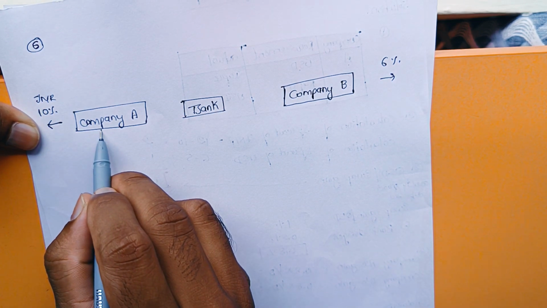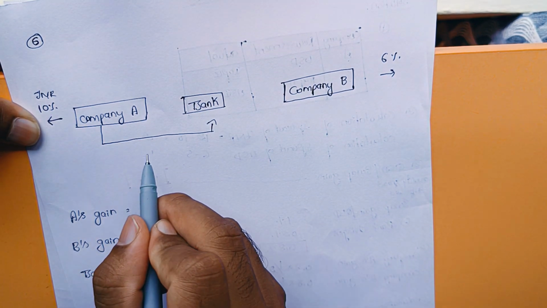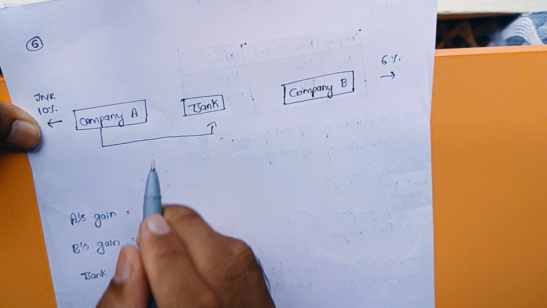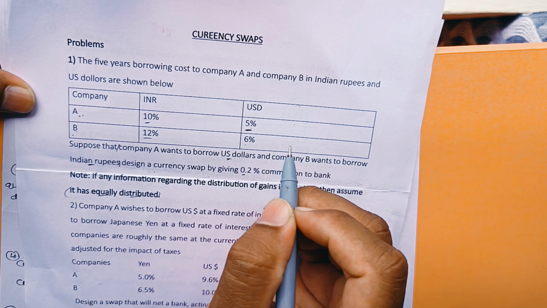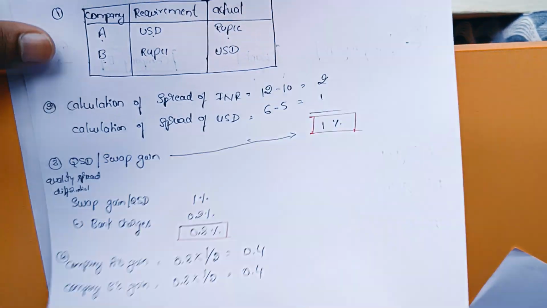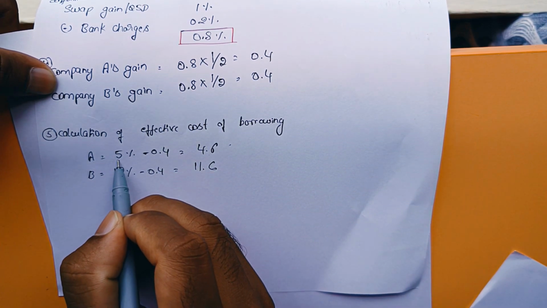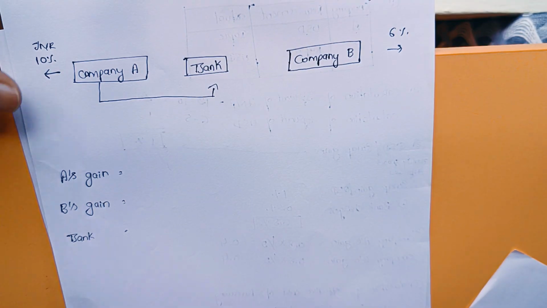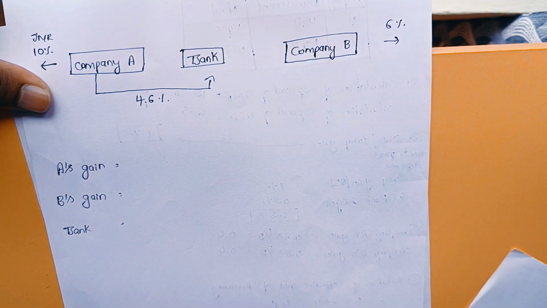What will company A do? Company A wanted USD, so it will send it to the bank. How much will it send? Will the company send the entire 5%? No, it will not send the entire 5%, because they got an effective rate by using the swap. It will not pay 5%, it will pay only 4.6%. I will repeat once again.